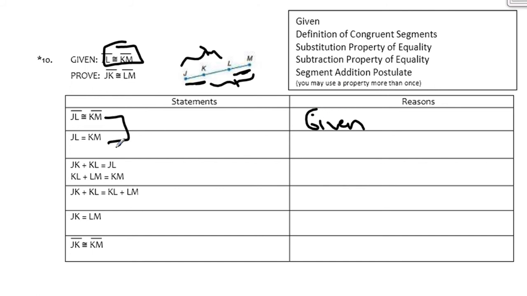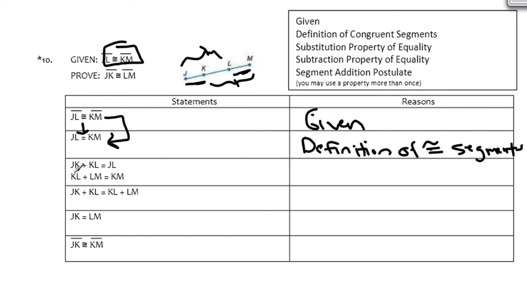From here to here, what has happened? Well, the JL doesn't have a segment bar anymore. The KM doesn't have a segment bar anymore. And the congruency symbol has turned into an equal symbol. What allows us to do that is called the definition of congruent segments. It says that segments that are congruent are also equal. So what allows us to do that is the definition of congruent segments.